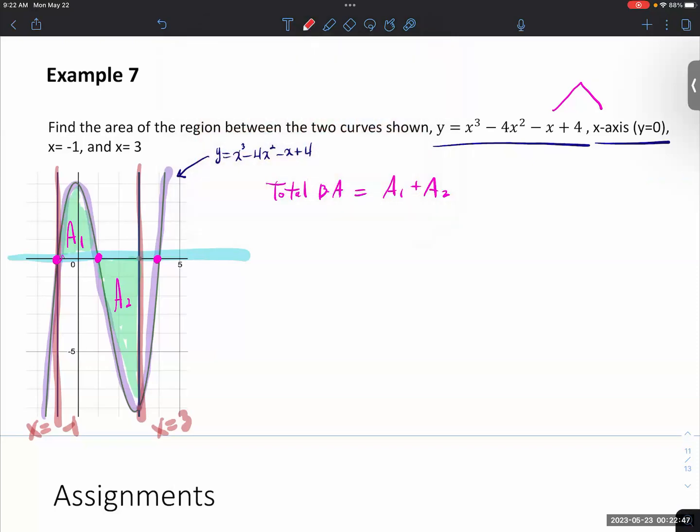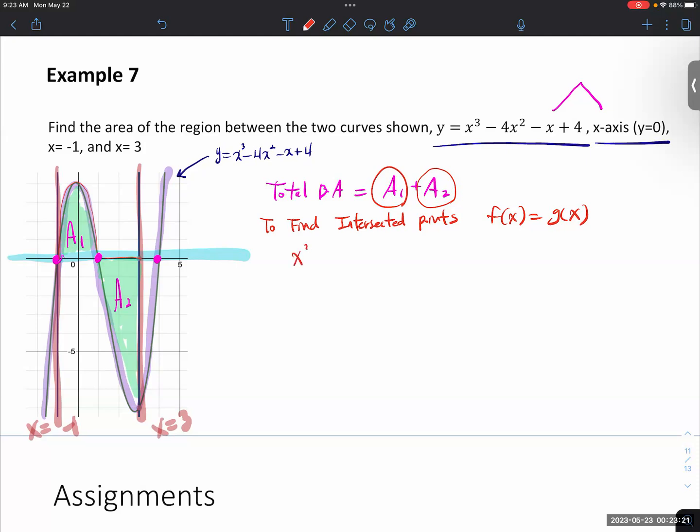So to find the intersection points, we're going to say f(x) equal to g(x). Okay, so here f and g, it's a little bit complicated. In A1, the purple is always higher, but in A2, the x-axis is always higher. So that's why we are separating two different areas. Does it make sense? So first step, let's find all the intersection points first.